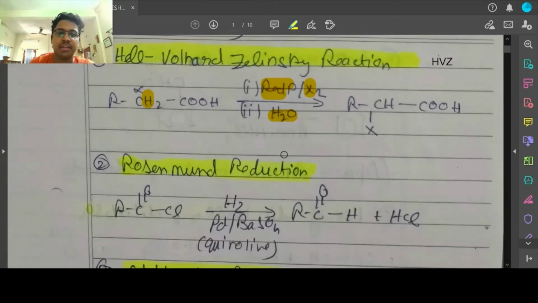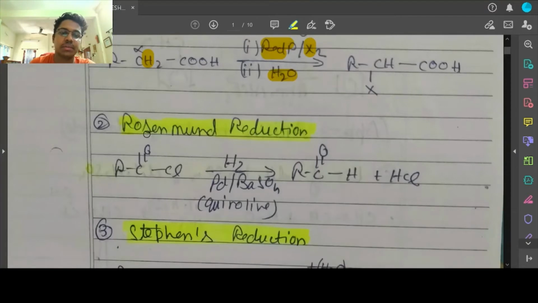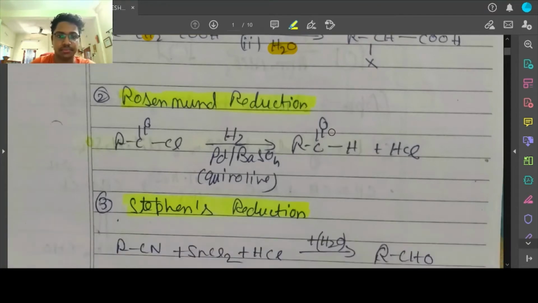Let us come to the next reaction, the Rosenmund reduction. RCOCl, in the presence of hydrogen, palladium and BaSO4, which is also poisoned by quinoline, gives RCHO plus HCl.